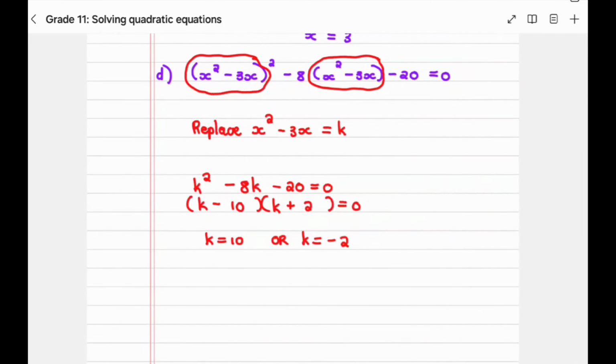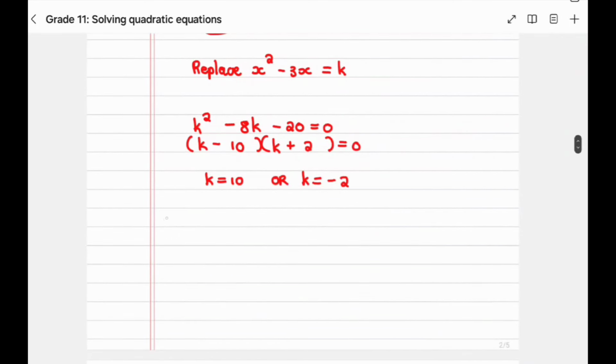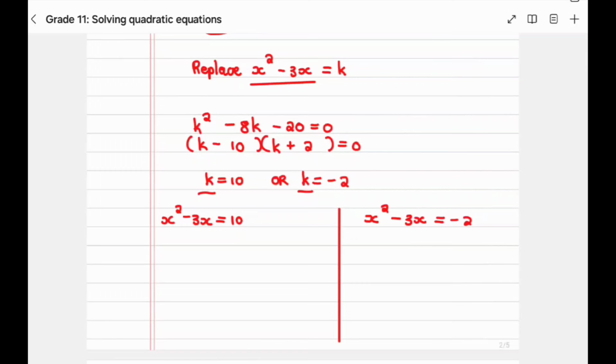Now we need to go and replace back the k. So k is now either x squared minus 3x is equal to 10, or, oh sorry, I like straight lines, or x squared minus 3x is equal to negative 2. So can you see your k values? You have to go and sub back what you made k previously. So now you're just going to follow your steps. Equal to 0, factorize.